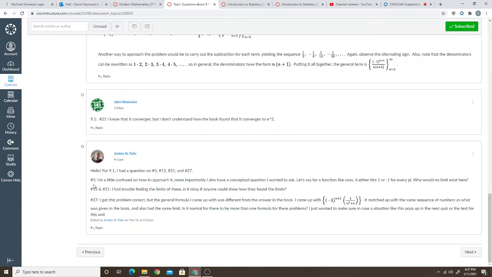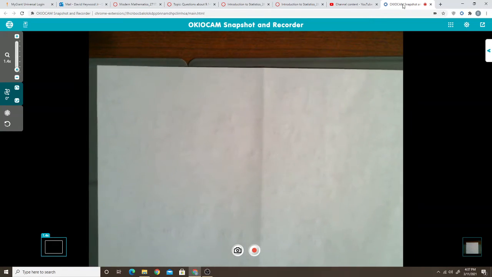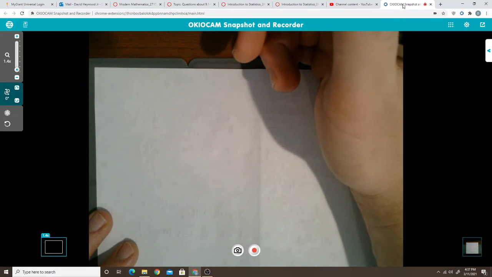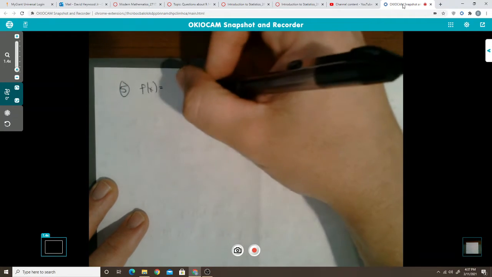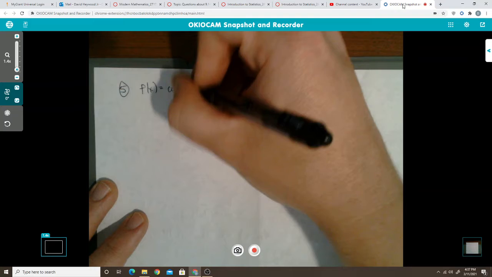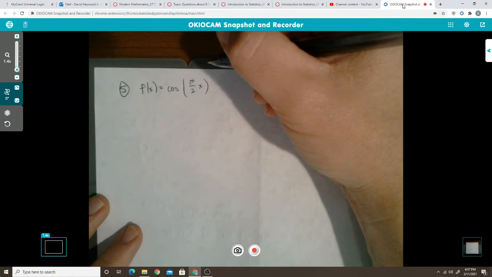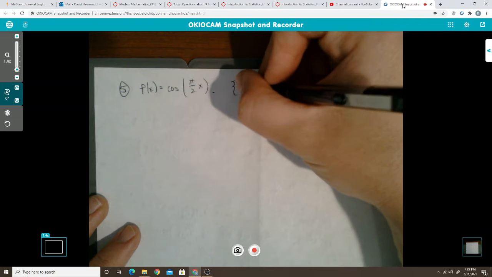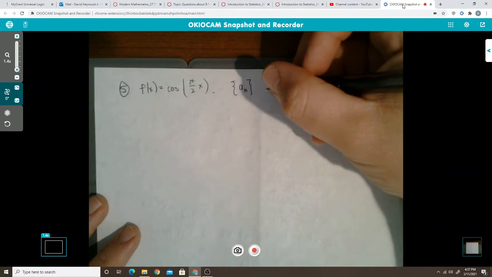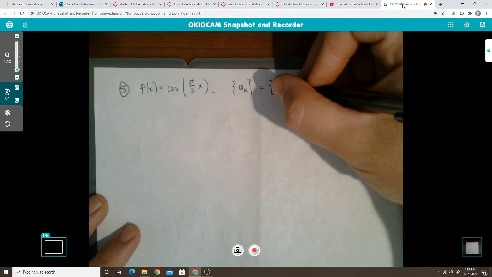Okay, so let's answer number 5 from 9.1, because this is a kind of interesting problem. With number 5, we have f of x equals cosine of pi over 2x. And then we're also told that a sub n is f of 2n.